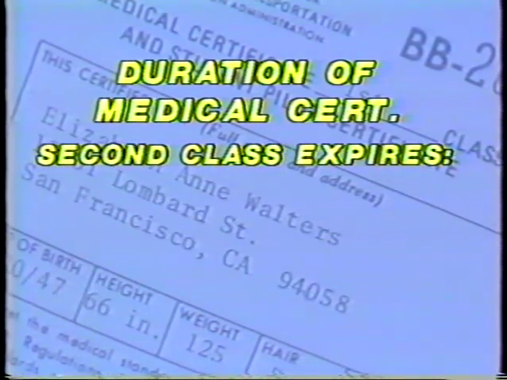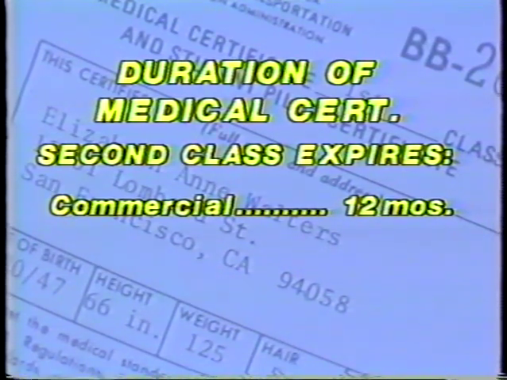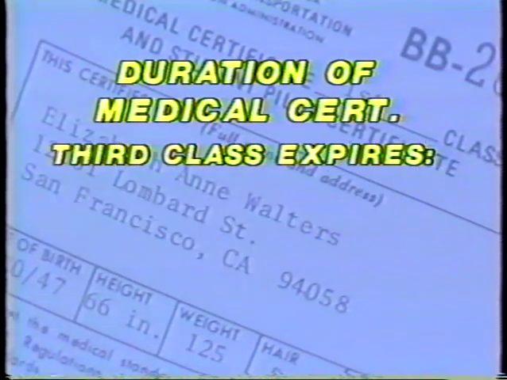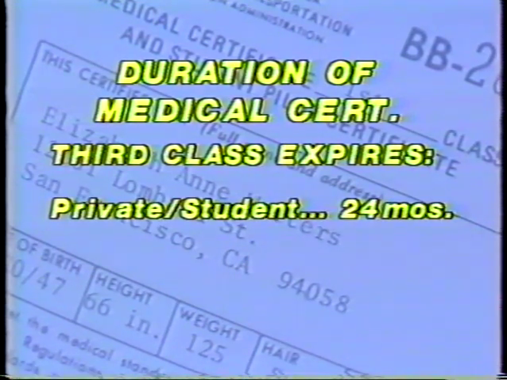A second class medical certificate expires at the end of the last day of the 12th month after the month of the date of examination shown on the certificate for operations requiring a commercial pilot certificate, and the 24th month after the month of the day of the examination shown on the certificate for operations requiring only a private or student pilot certificate. A third class medical certificate expires at the end of the last day of the 24th month after the month of the date of the examination shown on the certificate for operations requiring a private or student pilot certificate. This means that no matter which class of medical exam you request from the flight surgeon, it will be valid for student and private pilot operations for about 2 years.